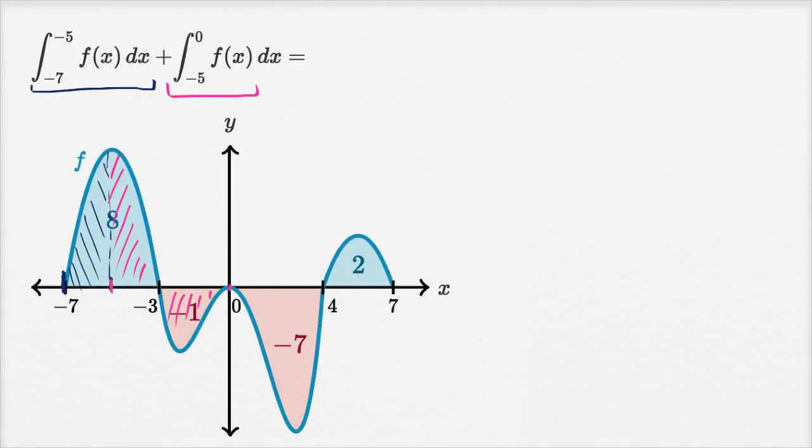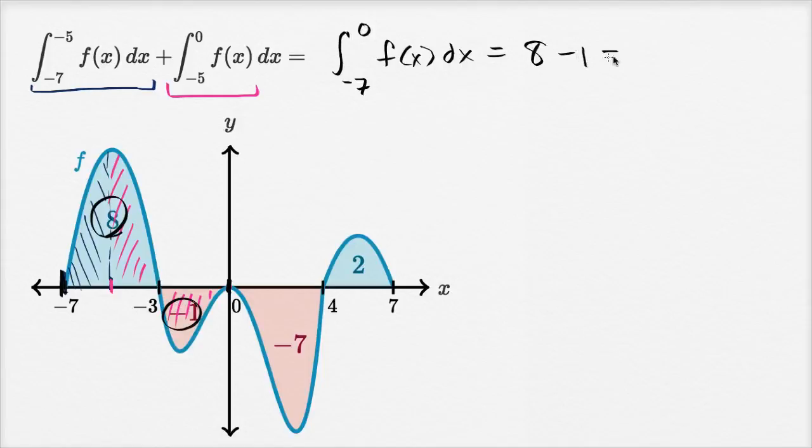So this integral I can rewrite as the integral from negative 7 all the way to 0 of f of x dx. And so really that's just going to be the net area between negative 7 and 0. And so we have the positive 8 there. So this is going to be equal to the positive 8. And then we have the negative 1 there. So minus 1, which is equal to 7.